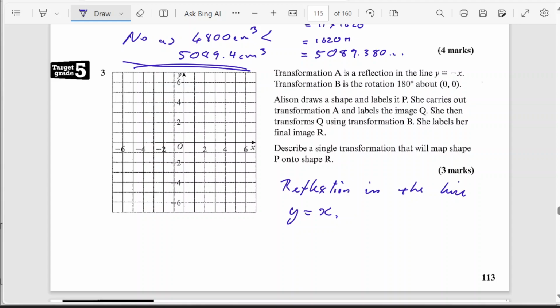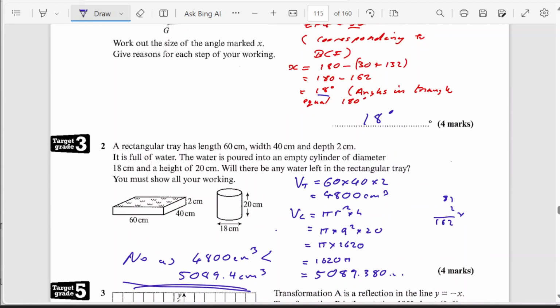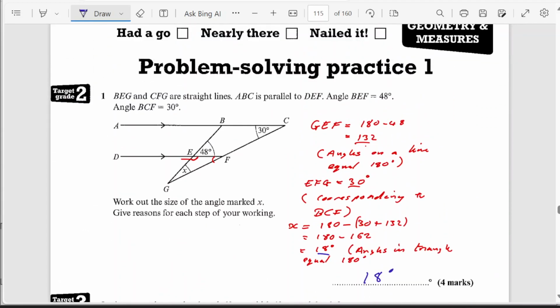Okay, that brings us to the end of this. So again, this was Geometry and Measures Problem Solving section, page 113 from the Foundation Tier Revision Workbook.